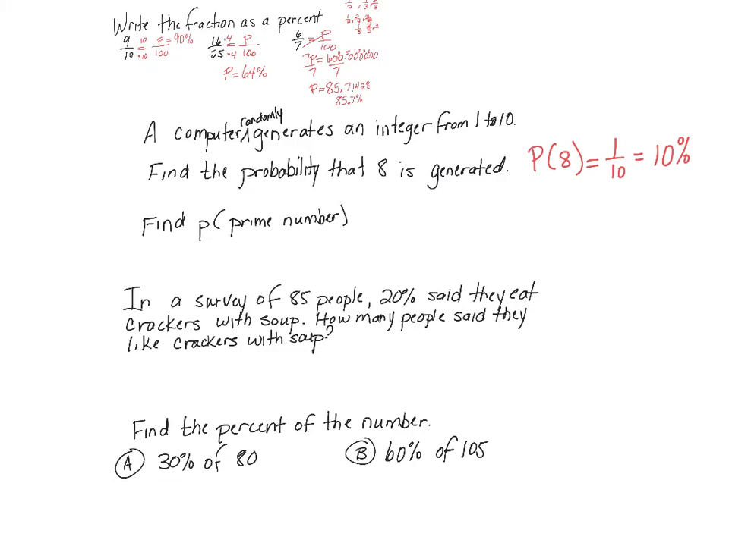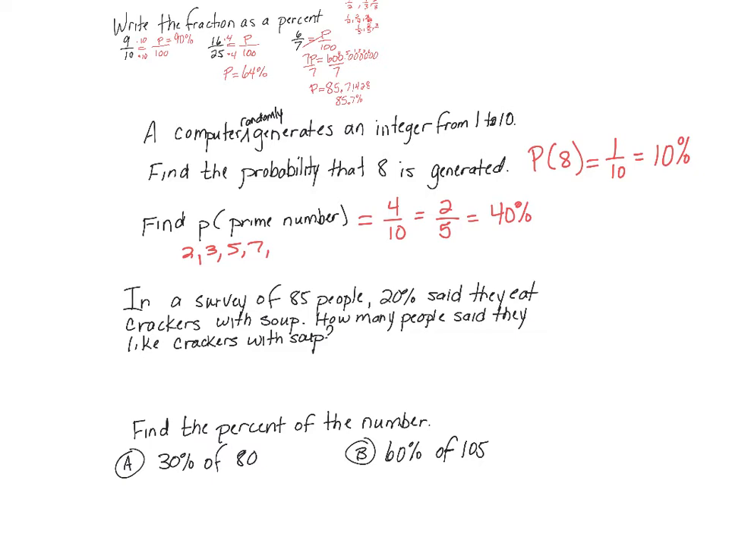Find the probability of a prime number. Well, what are prime numbers from 1 to 10? Is 1 prime? No. Is 2 prime? 3, 4, 5, 6, 7, 8, 9, 10. How many are prime numbers? Out of 10. They want it as a percent. Well, we know that's 2/5, but what is 4 out of 10 as a percent? 40%. You guys know those already, right?